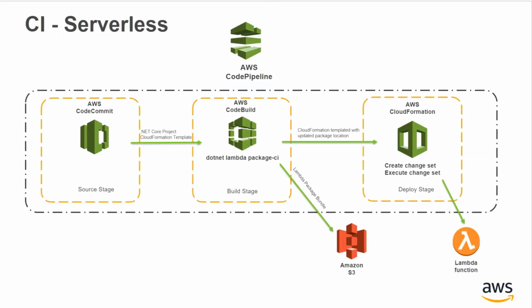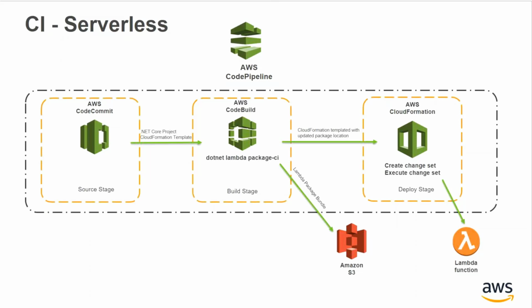Now, how you would do a serverless deployment for .NET Core is you're going to create a pipeline that looks something like this, where we're going to have our CodeCommit repository, which is going to have our .NET Core project, and it's also going to have a CloudFormation template. In our CodeBuild stage, what we're going to be doing is using our .NET CLI to run the dotnet lambda package-ci command. What that package-ci command does is it's going to do all of the dotnet publish, zipping everything up, and it's going to upload that bundle to S3.